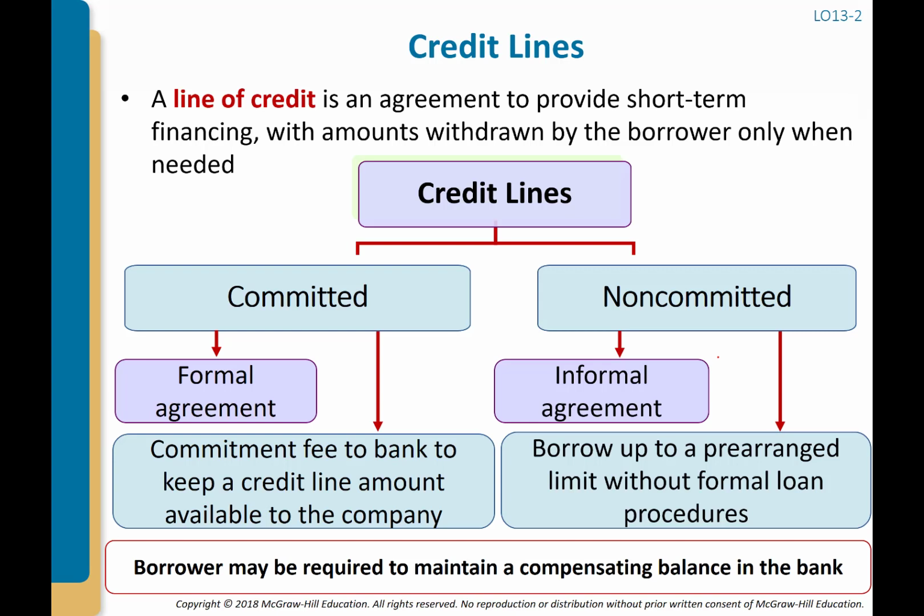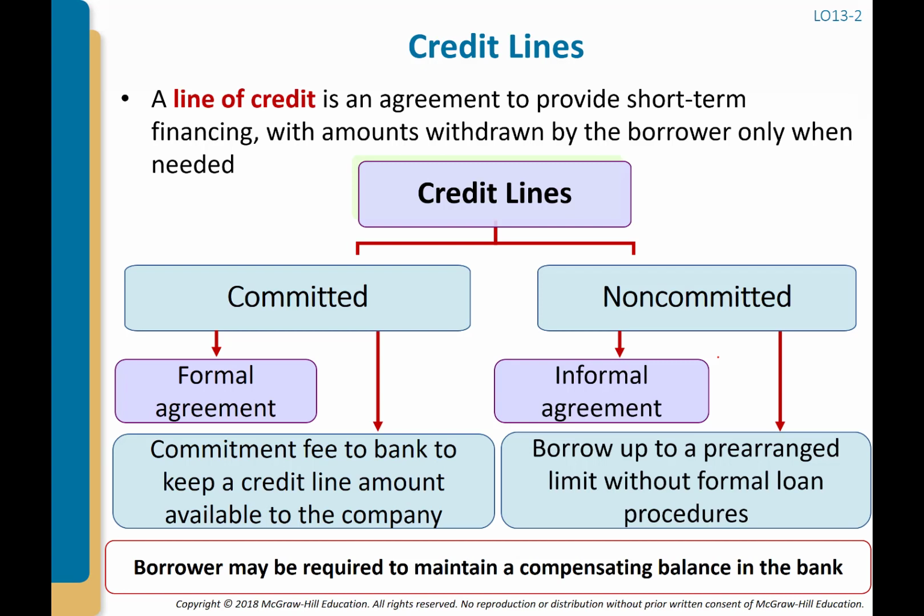But we come over, and when we talk about credit lines, let's just jump into that a little bit more. And we can have a committed credit line, or we can have an uncommitted one, okay? Committed means that we have a formal agreement, and it's a commitment from the bank to keep a credit line available to the company. So they'll say you have a line of credit of $1 million, and they have to keep that credit line open to us so that we can borrow against that $1 million as we need to.